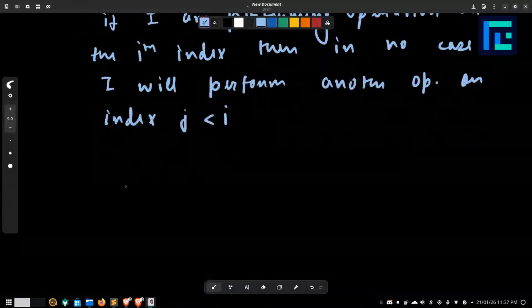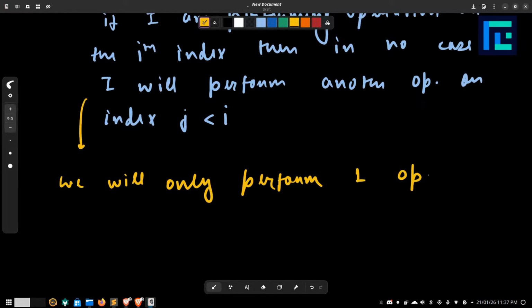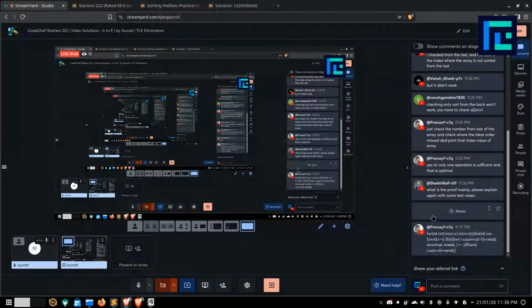So what I'm saying is that, based upon this observation, we can say that we will only perform one operation. Because if I am performing two or more than two operations, then all the operations except the highest one would be a waste, right? You get that, Sheikh? So we will be only performing just one single operation in the optimal case.